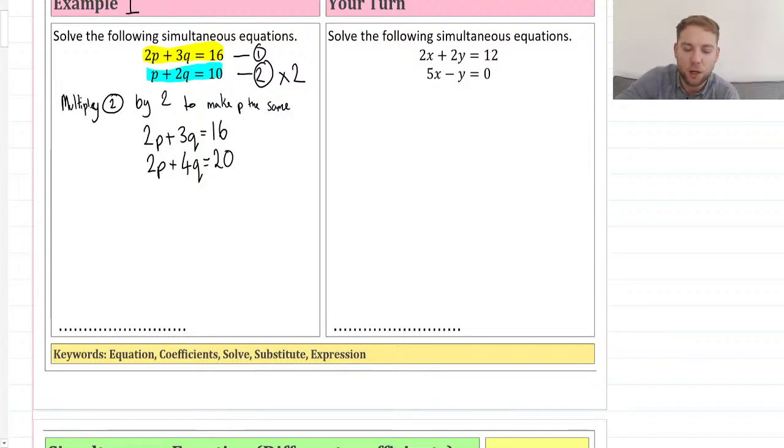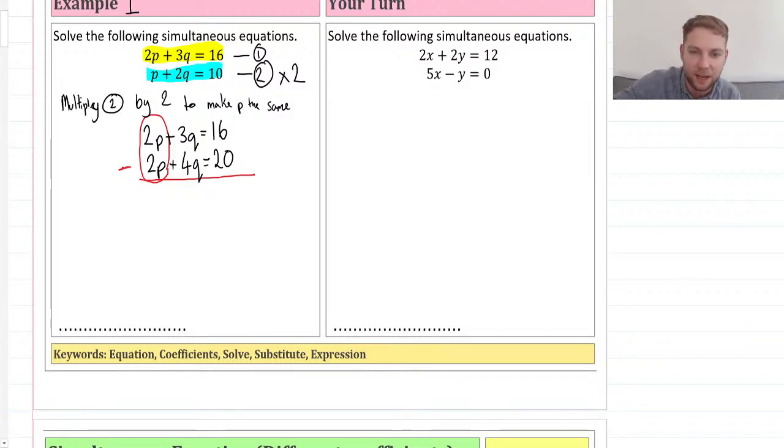So this is now back to the equations which I'm used to. And the question you've got to ask yourself is, what is the symbol on the coefficients which is the same? So the coefficients which are the same are p, this 2p. And they're both positive 2p. Because they're both positive, because they're the same symbol, it means I need to subtract my equations. And that makes sense because 2p take away 2p is nothing.